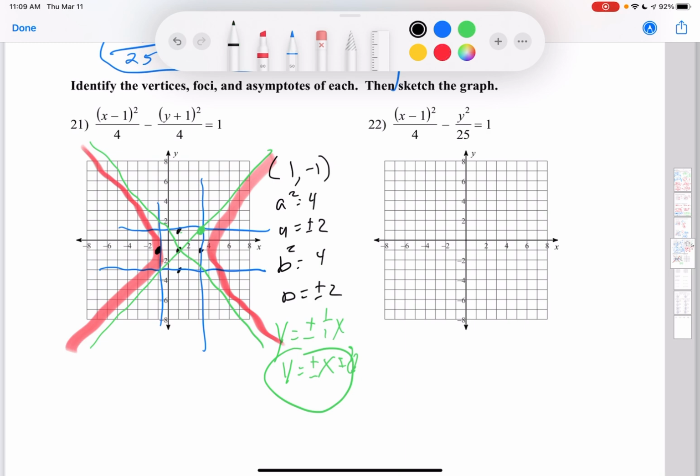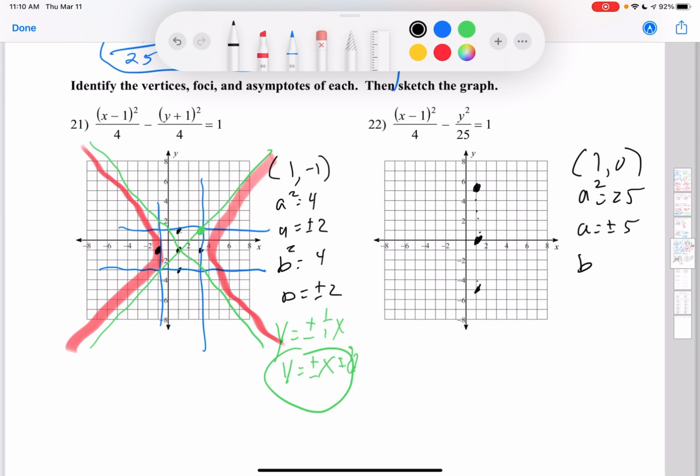Number 22. Center is going to be at 1, 0, so I'm going to put a dot at 1, 0. A squared is equal to 25, so A is equal to plus or minus 5. The 25 is underneath my y squared, so my y is going to go down 5. 1, 2, 3, 4, 5. And I'm good with those, but I don't even need to mark those.